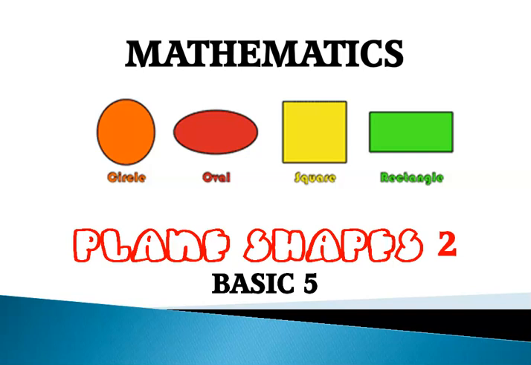Today we're going to be looking at plane shapes 2. If you remember, we did plane shape 1 where we talked about lines, perpendicular lines, vertical lines, horizontal lines, and then we looked at the types and properties of triangles. Today we are looking at quadrilaterals.